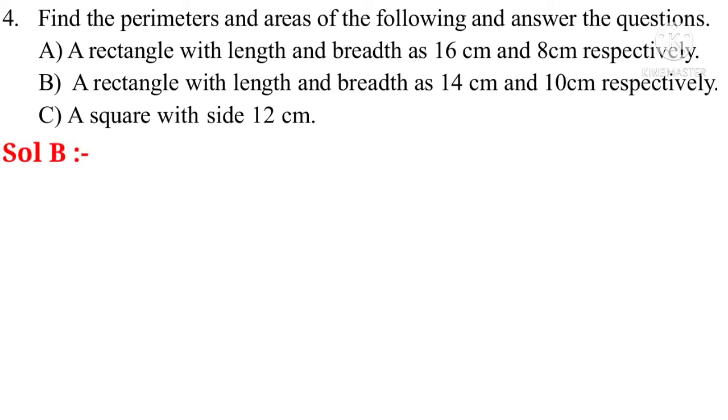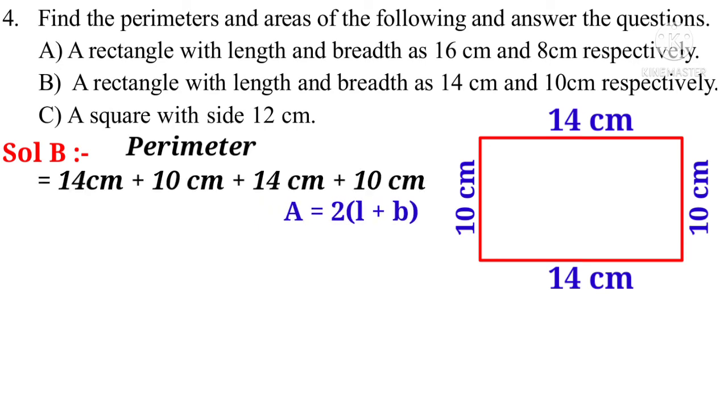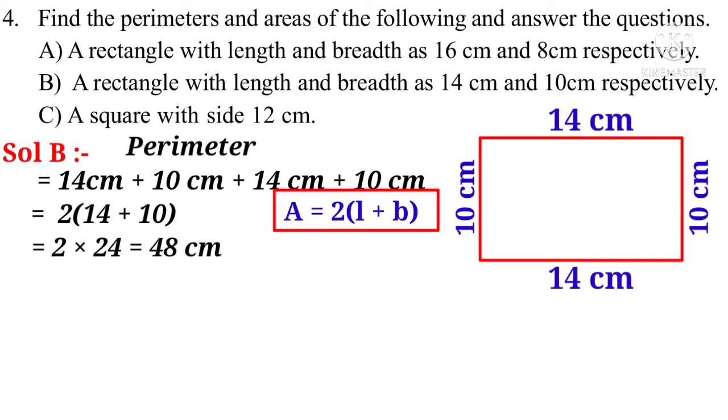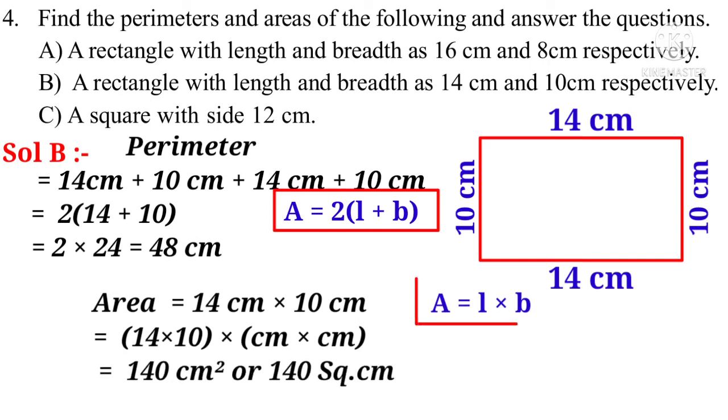Now solution B. Take the picture of the rectangle and identify the length 14 centimeters, breadth 10 centimeters. Perimeter is sum of the sides, 14 plus 10 plus 14 plus 10, that is equal to 2 into 14 plus 10, that is equal to 2 into 24 is 48 centimeters. Now area A is equal to 14 centimeters into 10 centimeters, A is equal to L into B, so 14 into 10 is 140. Centimeter into centimeter is centimeter square, that is 140 square centimeters.